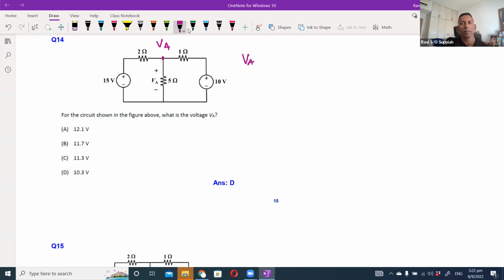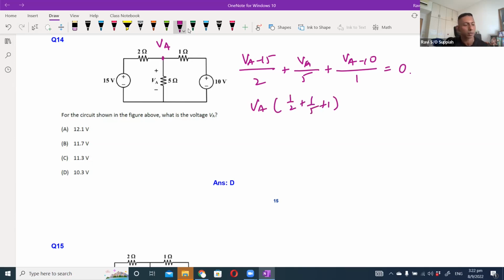So I can say (VA minus 15) over 2 plus VA over 5 plus (VA minus 10) over 1 equals 0. Okay, so that is one way in which you can express it. Then you can solve it. So you get VA is 10.29 volts, which is D.